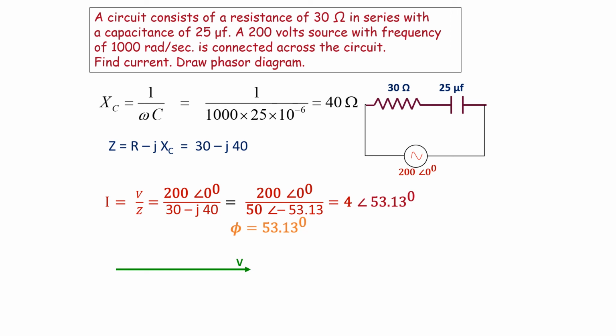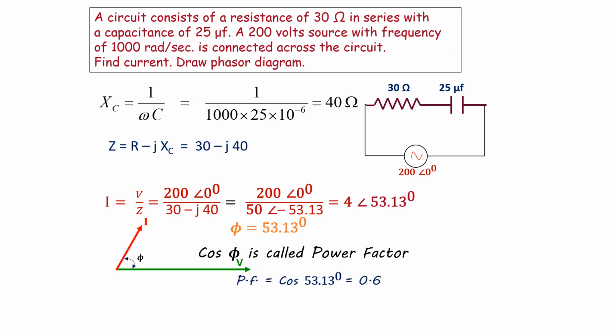The phasor diagram can be drawn by taking V as the reference at 0. The current, since it is at plus 53.13 degrees, is drawn leading by that angle phi. Cos phi is called power factor of the series branch. Power factor in this case is cos 53.13 degrees, which will be equal to 0.6. In this case, it is a leading power factor because this is a capacitive branch.